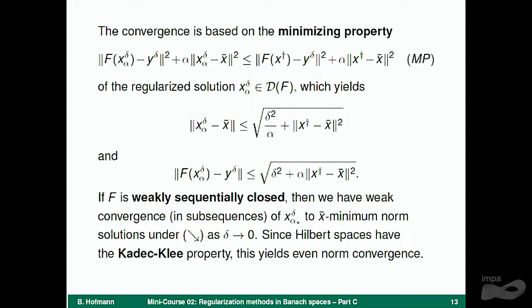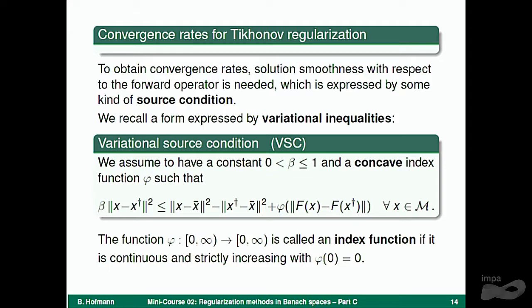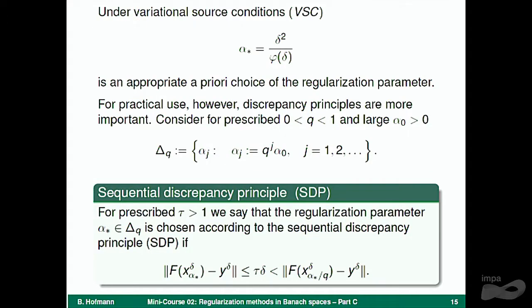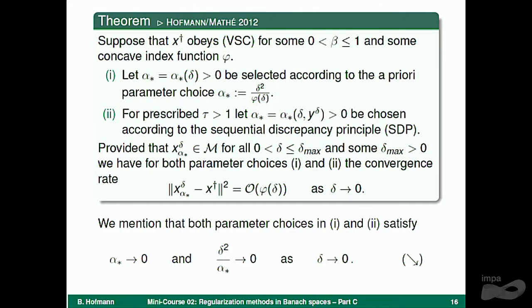For example, one implication is that between the reference element and the regularized solution you have this distance. Between the F element and this one you have this distance. You can show a couple of things, and now one can work with it. One can use this variational source condition as we have done. Here I have only repeated this.